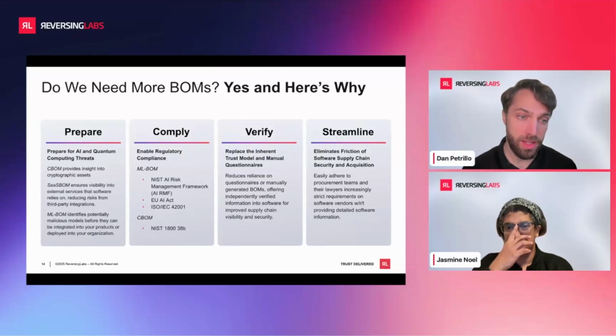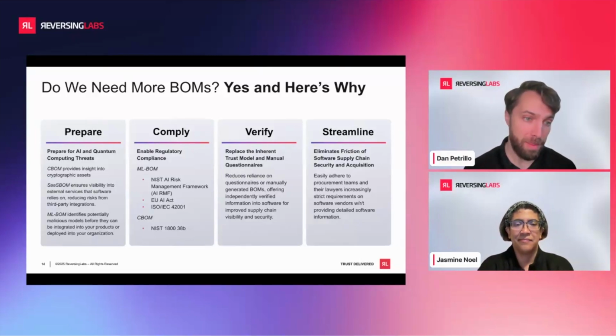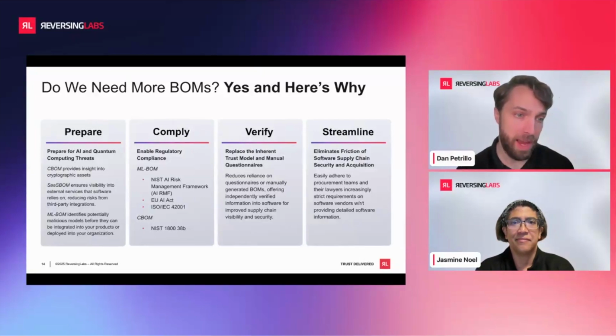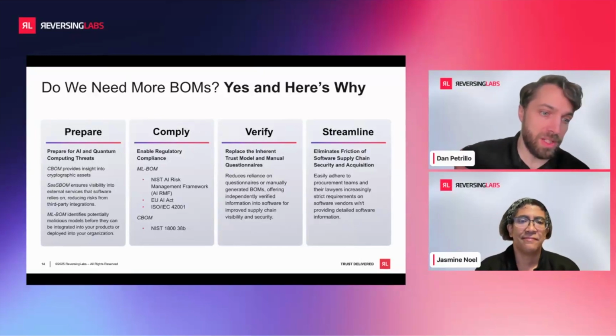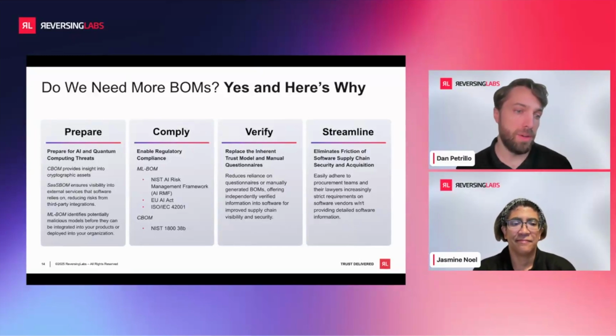And actually, one of those can be AI or ML. So you have the ML-BOM, which is going to tell you about the ML models that are present within a package, but oftentimes these software packages are calling on ML via API as a service. And the SaaSBOM is actually going to help you with that. So with the ML-BOM and the SaaSBOM combined, you've actually covered all your bases when it comes to AI, which leads us to the ML-BOM, which identifies potentially malicious models before they can be integrated into your products or deployed into your organization. So if we're really going to prepare for these coming threats, we need to go beyond the SBOM to have those.